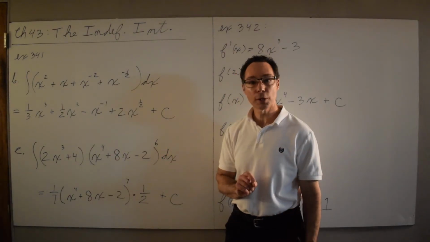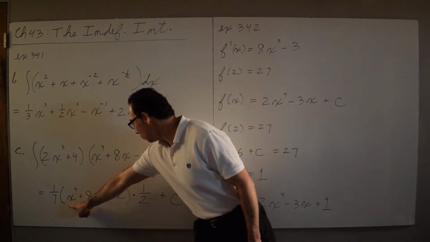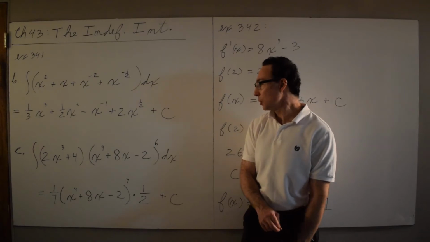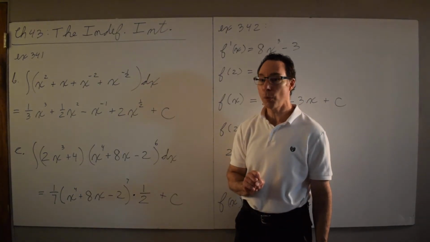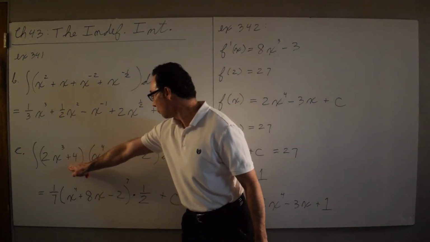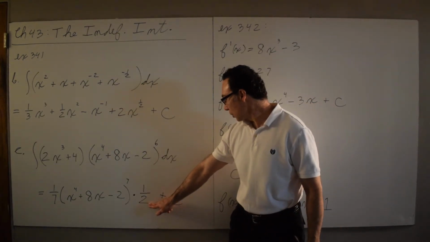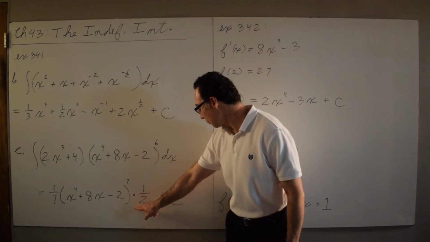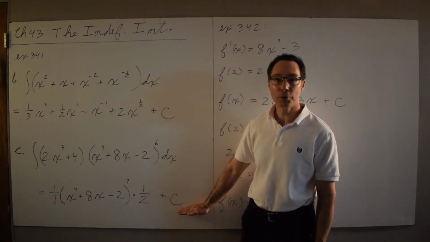Now the chain rule says multiply by the derivative of the inside function. So we would multiply by the derivative of this polynomial, which is 4x cubed plus 8. So that's what we have, but not what we want. We want 2x cubed plus 4. So how do we get that? We multiply 4x cubed plus 8 times 1/2. So that's why we have a 1/2 right here. And then plus our arbitrary constant.